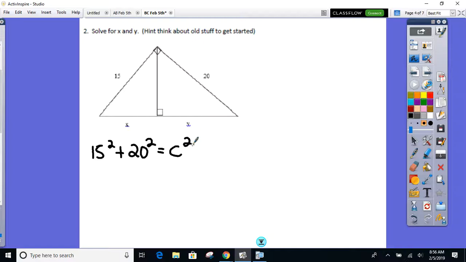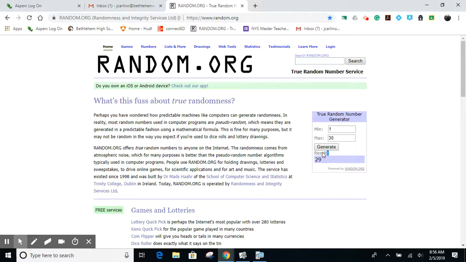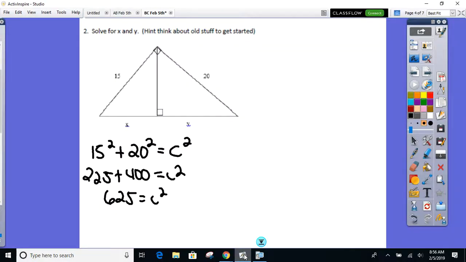Let's keep this going. 225 plus 400. I got 625. There should be no need to break that down because it's a perfect square. So what is the length of the entire hypotenuse? 29, length of the entire hypotenuse. 25, nice. Okay, so the length of the entire hypotenuse is 25.